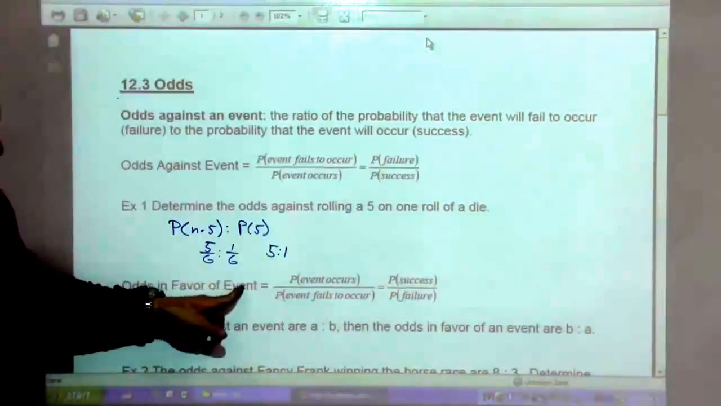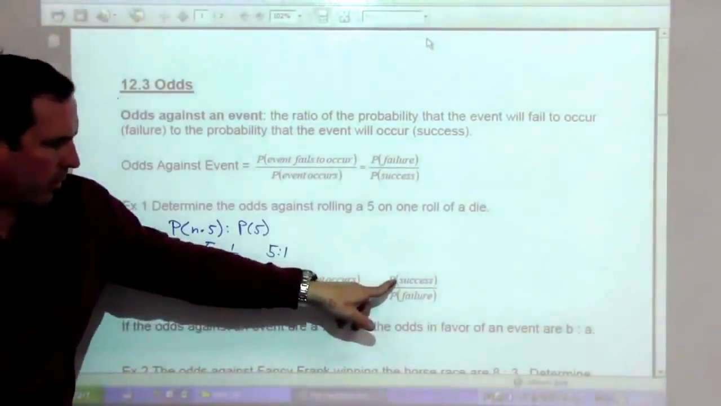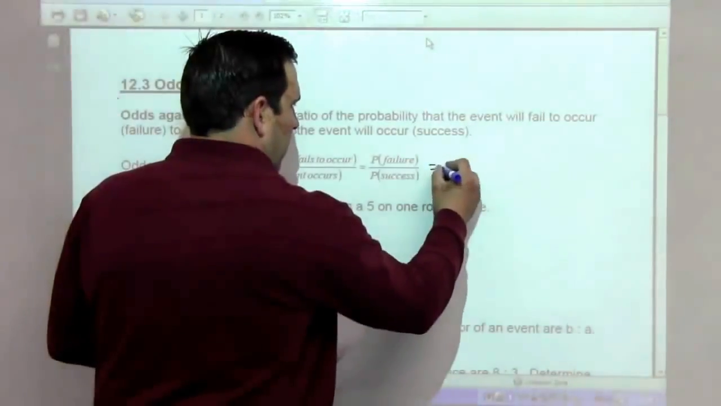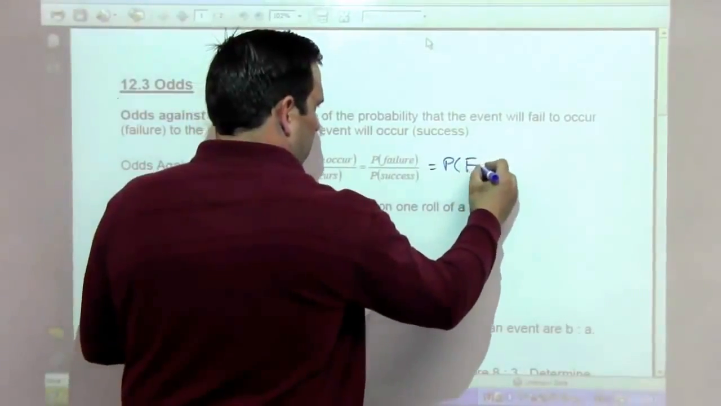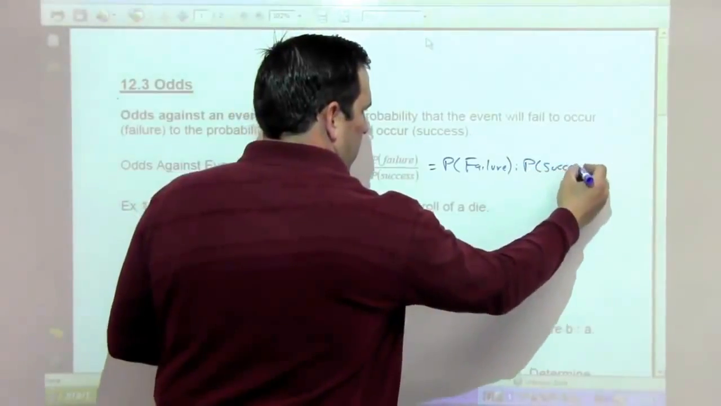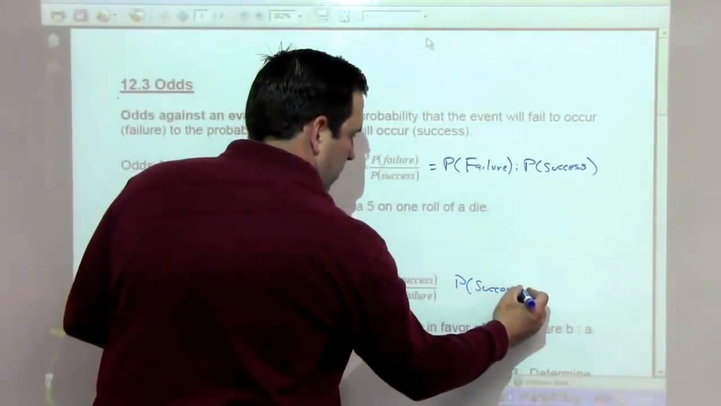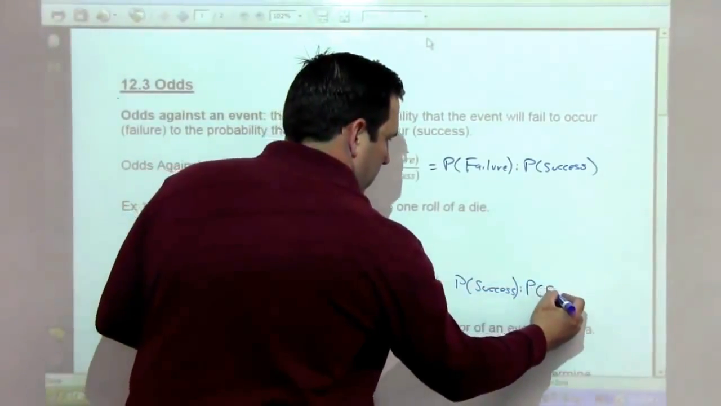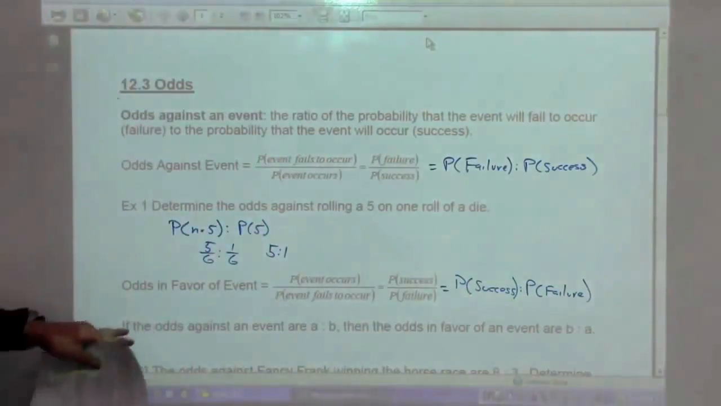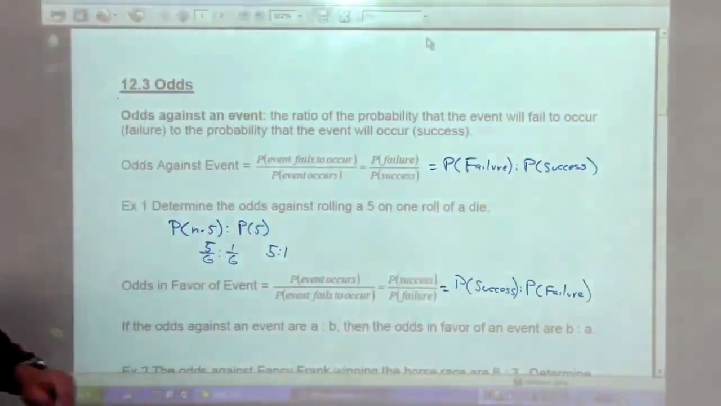Now, odds in favor of an event is the probability the event occurs over the probability the event fails to occur. So it's probability of success over failure. So the odds against an event are A to B. The odds in favor of an event are B to A.